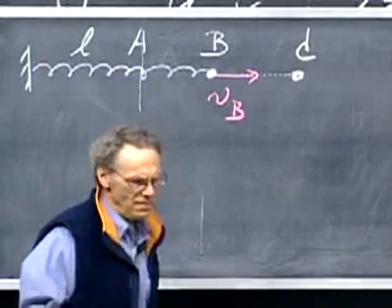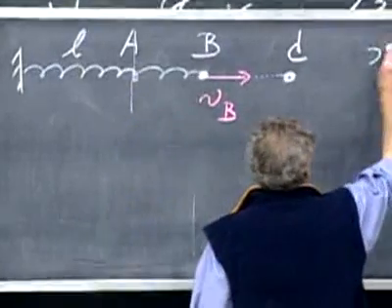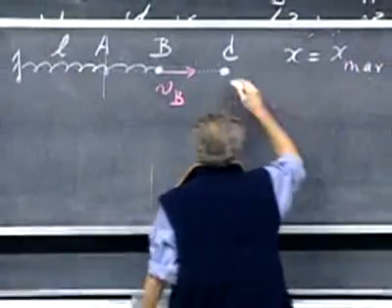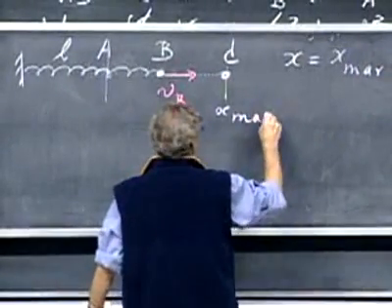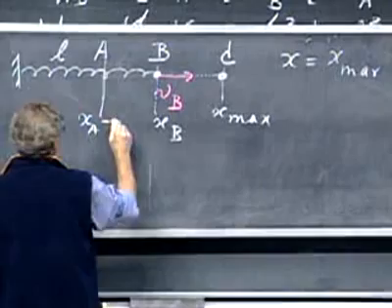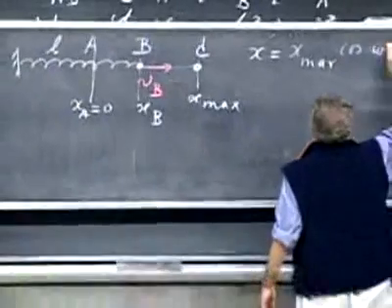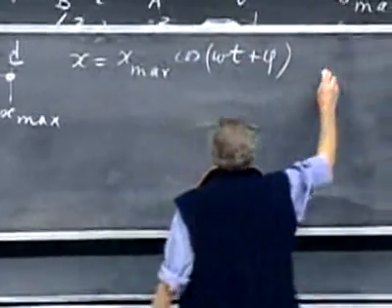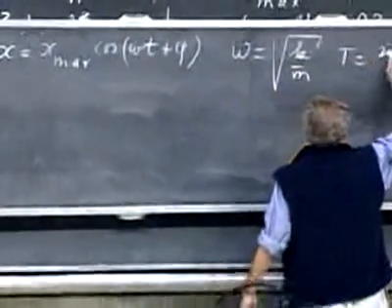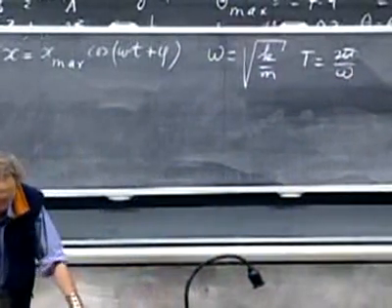Let the spring constant be k, and we know we're going to get a simple harmonic oscillation. At t equals 0, this is going to be x max, this is going to be xB, and this is x of A, which is 0. So we're going to get x equals x max times the cosine of omega t plus phi. The same old story. It's getting pretty boring. Omega equals the square root of k over m, and T equals 2 pi divided by omega. These equations you will not see on your exam.